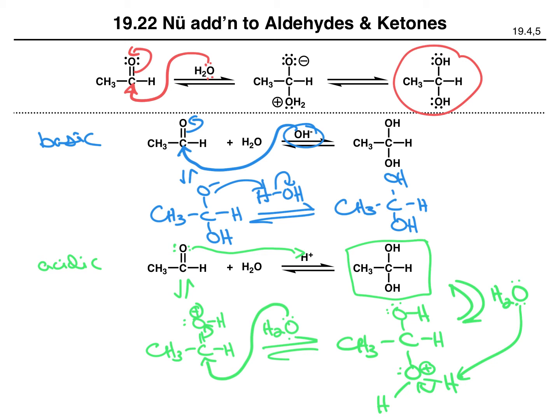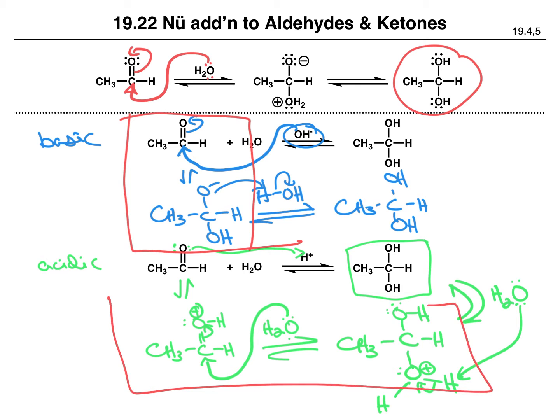Notice in both reactions we are looking at going from an sp2 hybridized carbon to an sp3 hybridized carbon. Here we have nucleophilic addition followed by proton transfer. Here we have proton transfer followed by nucleophilic addition followed by another proton transfer. In both cases, proton transfer to and from oxygen is going to be fast, and so the rate determining step will be nucleophilic addition. So under basic conditions, it is the first step, and under acidic conditions, it is the second step that will be rate determining.